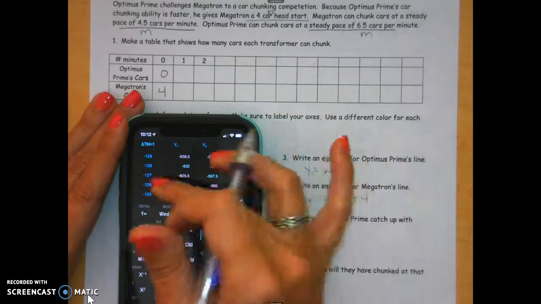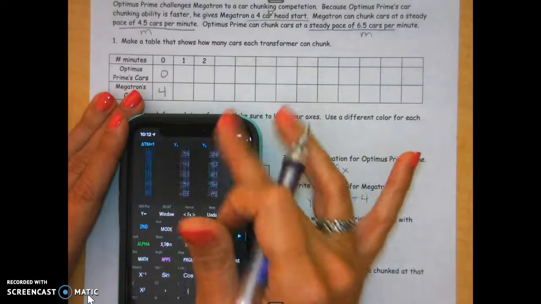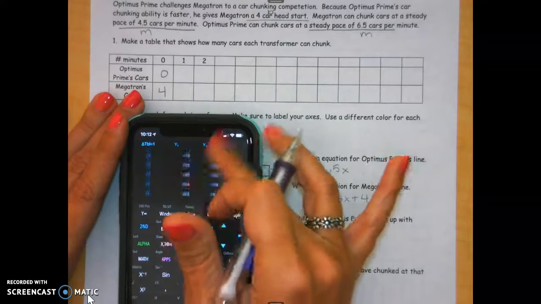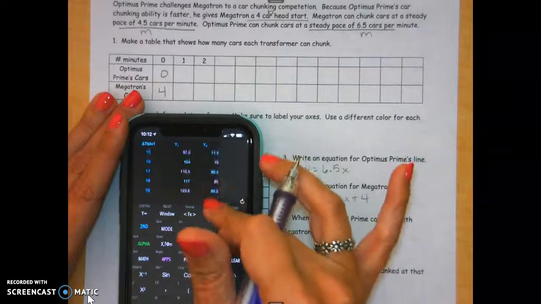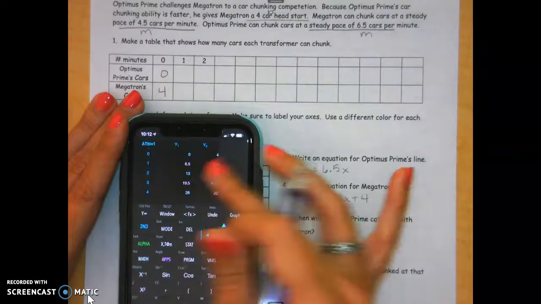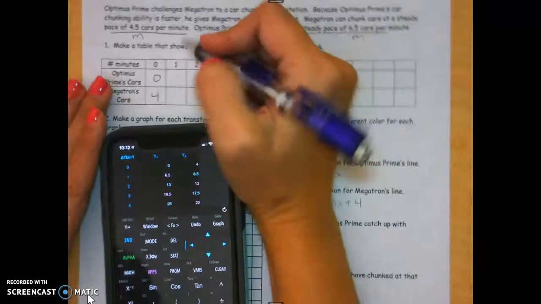And I'm going to go ahead and use this table function. Now you'll notice that we're starting way negative. We don't want to do that. So we're going to go ahead and go all the way to 0. There we go. So that we can fill this in. So 0 and 4.